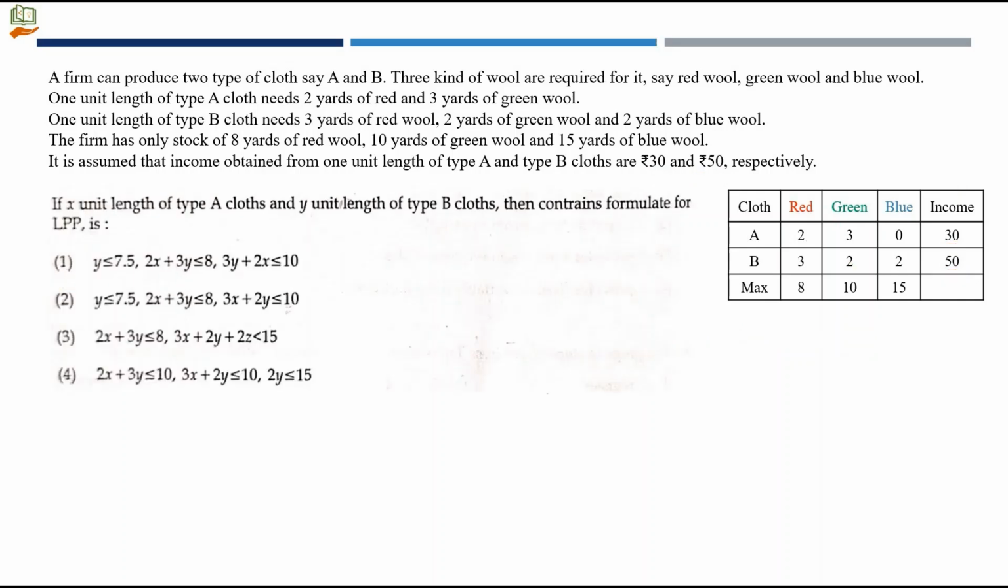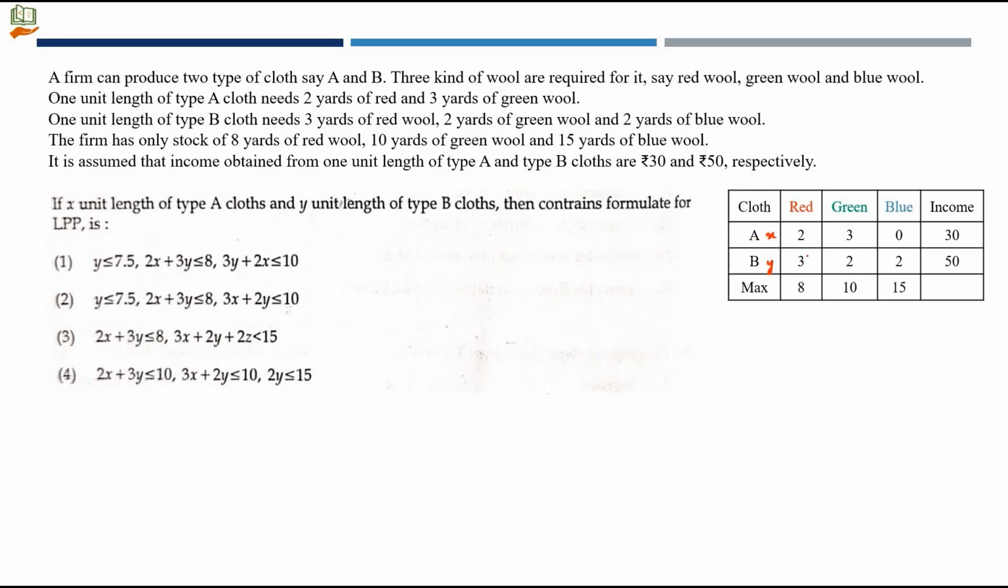Next question. If x unit length of type A cloths and y unit length of type B cloths, then the constraints formulated for the LPP are. In fact, this should have been the first question because they are explicitly mentioning x and y. So they have mentioned type A cloths unit length as X and type B cloths unit length as Y. Now we have to formulate the constraints.